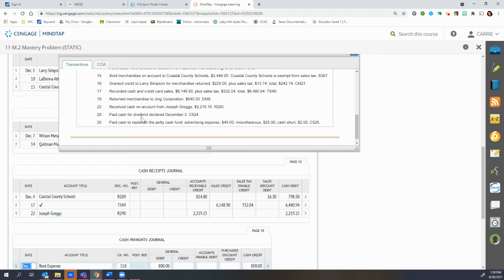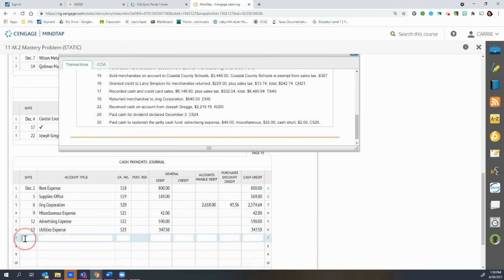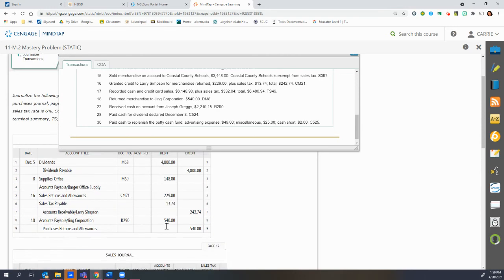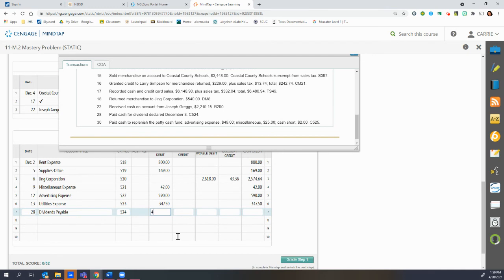And then we paid cash for the dividend declared. So we can do that in our cash payments journal, which is the 28th. We're going to do dividends payable, and it's check number 524. I can come up here and find the dividends. $4,000 and credit cash. Ooh, not that much.